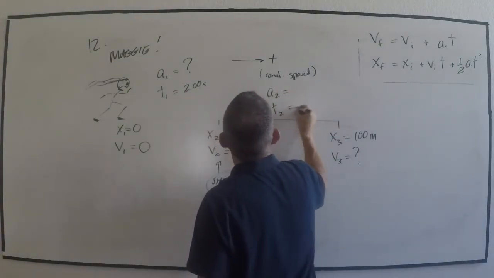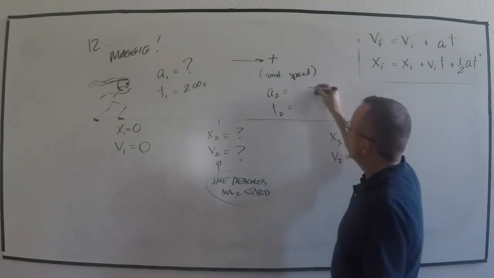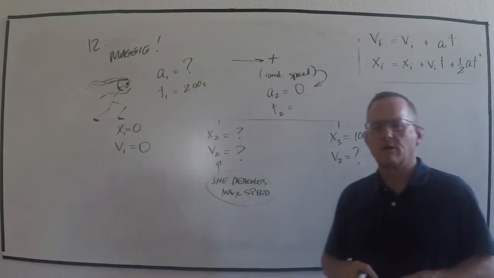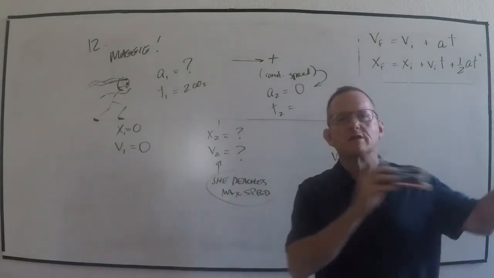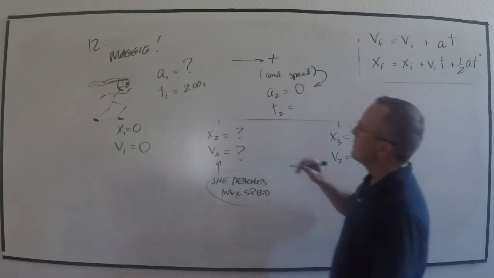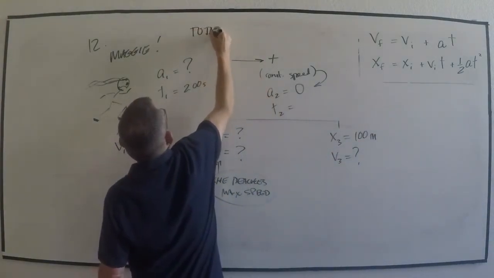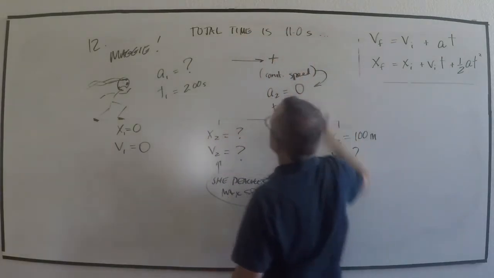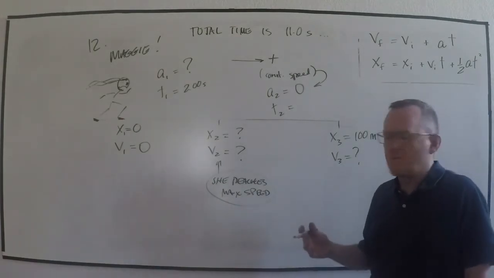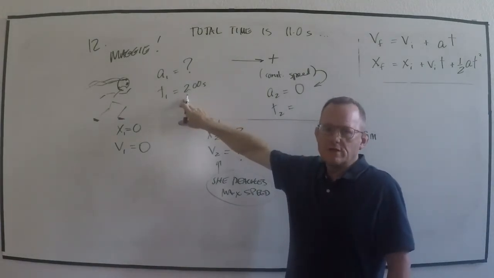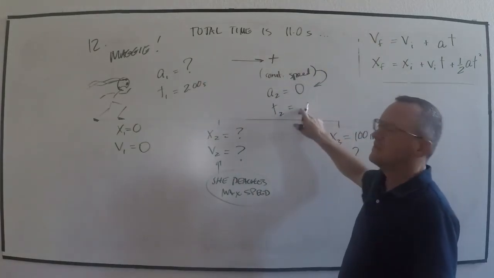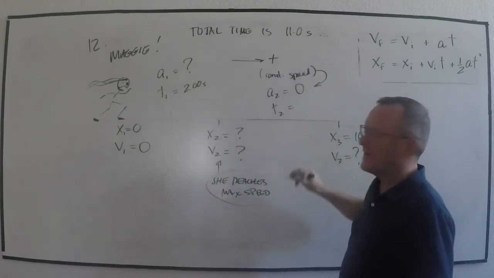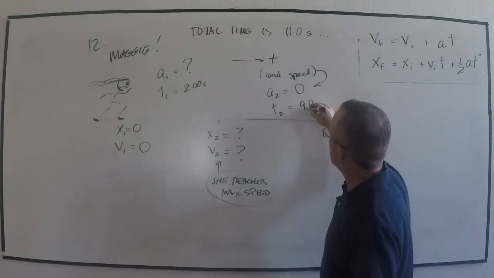A2 and T2. What's A2? If she's traveling at constant speed, she's not speeding up, she's not slowing down. Constant speed means acceleration is 0. What about T2? Well, what you're told is her total time is 11 seconds. Be careful how you're given information. If this is 2 seconds and the total is 11 seconds, they essentially give you T2. But just be careful, it's not 11 seconds. What is it? Oh, it's 9 seconds.